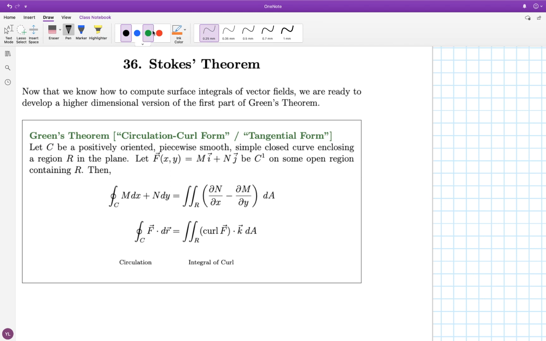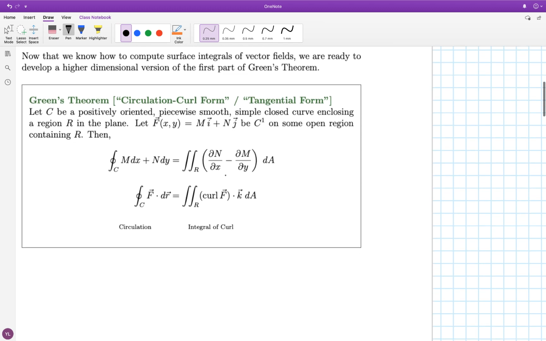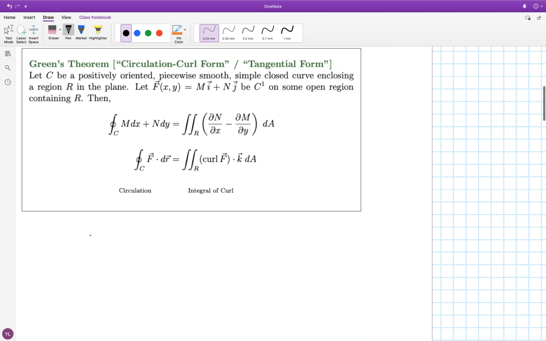Now that we know how to compute surface integrals, we're ready to take Green's theorem and sort of pop it out into 3 dimensions. So first let me review for you what Green's theorem says, at least the first part of Green's theorem.